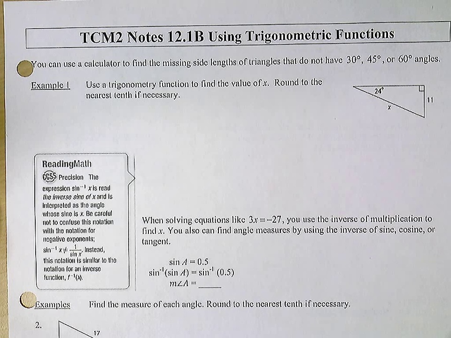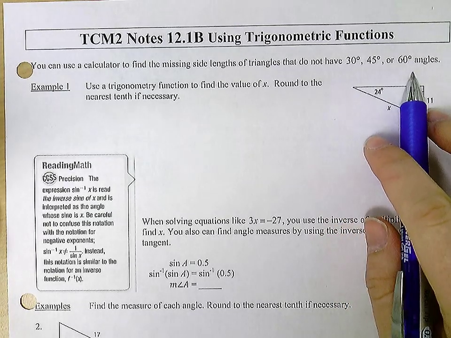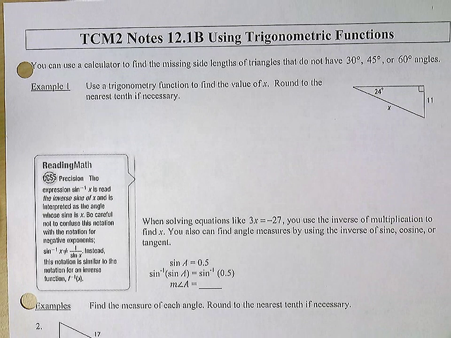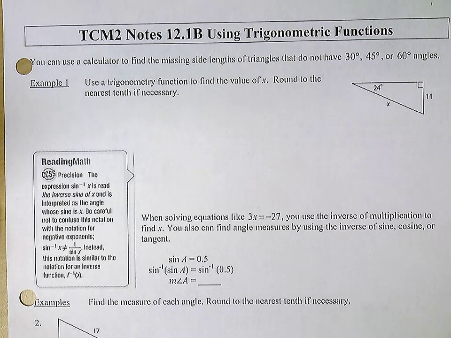Alright, so we're going to look at some more trig functions today. Today we're going to use the calculator instead of special right triangles. So you can use a calculator to find missing side lengths of triangles that do not have 30, 45, or 60 degree angles. So example one of this, we're going to use a trigonometry function to find the value of x and round to the nearest tenth if necessary. So we're still using sine, cosine, and tangent.